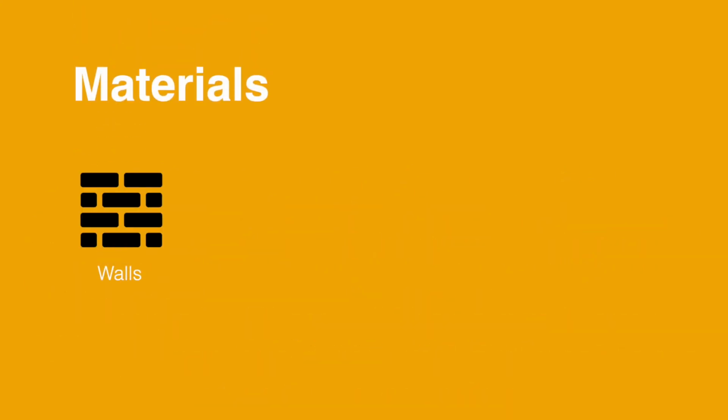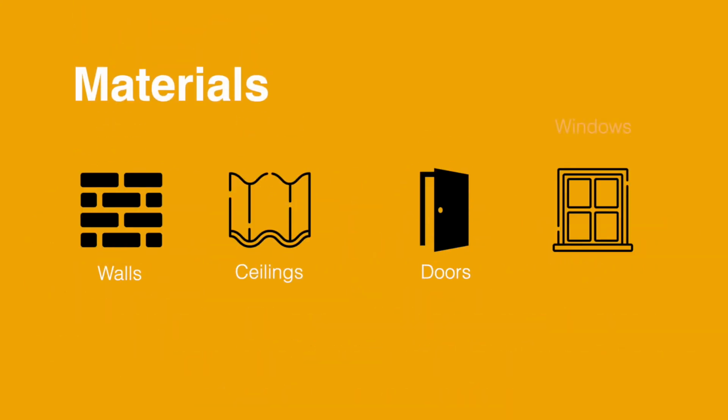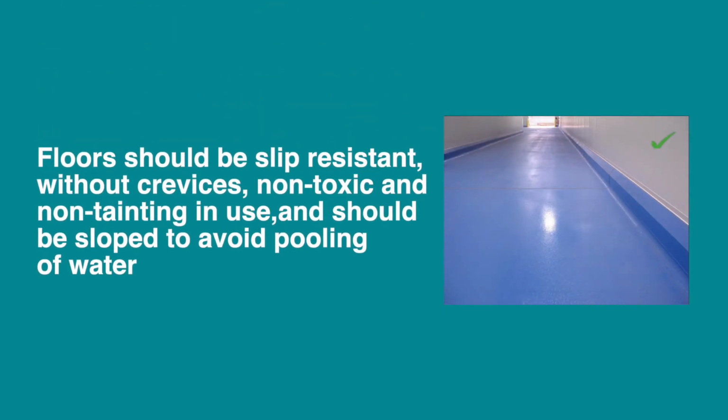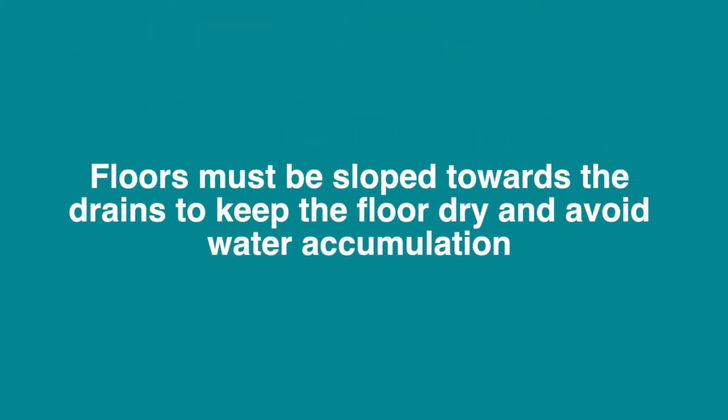Materials of walls, ceilings, doors, and windows must be the following. Unacceptable materials are wood and tiles, and smooth finish concrete without appropriate coatings. Floors should be slip resistant, without crevices, non-toxic, and non-tainting in use, and should be sloped to avoid pooling of water. Floors must be sloped towards the drains to keep the floor dry and avoid water accumulation.